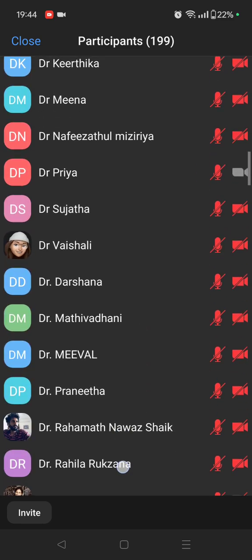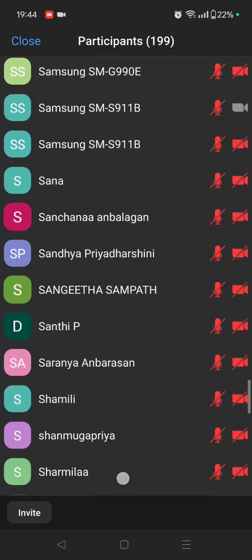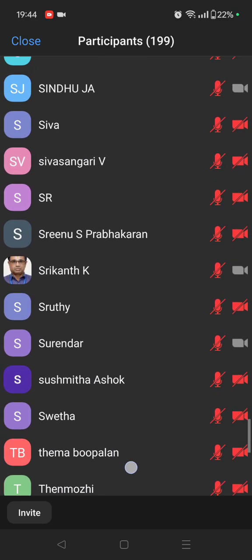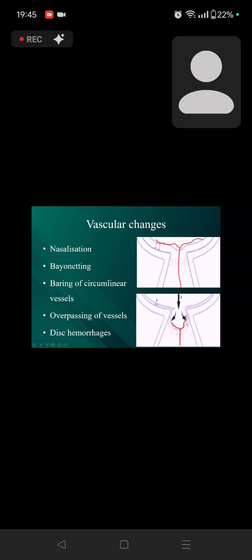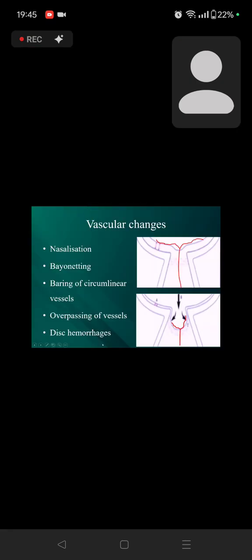Coming to the vascular changes. See, the main principle of the vascular changes is that in normal persons, through the optic nerve, the central retinal artery and vein come, and in the optic nerve it divides into superior, inferior, nasal and temporal branches. But what happens when there is a cupping? It goes along the cup, and takes sharp angulations, or it hangs on the edge of the neuroretinal rim. So we will see one by one: nasalization, bayoneting, bearing of circumlinear vessels, overpassing of vessels, and disc hemorrhages.